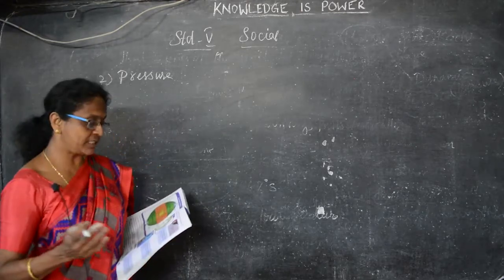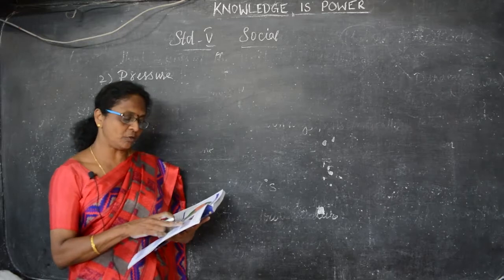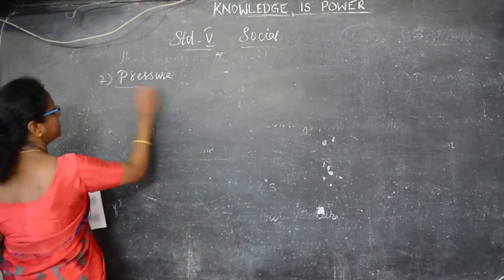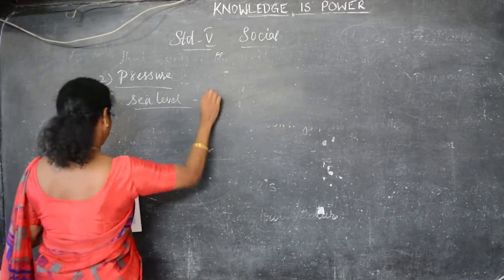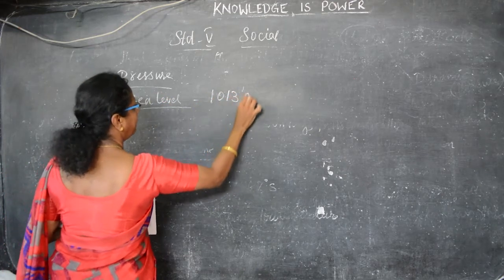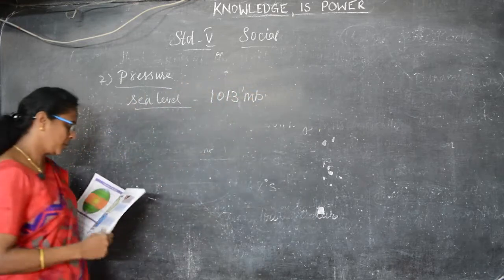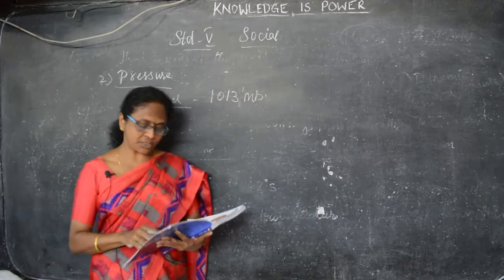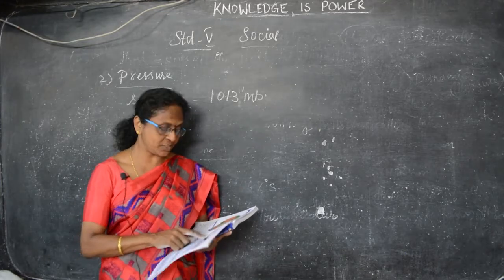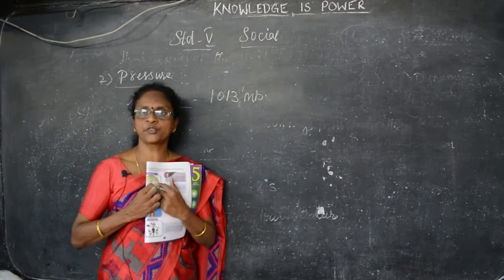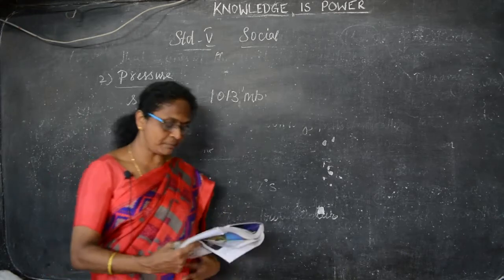So the average pressure of wind at sea level is 1013 millibar, MB. Okay, the instrument which is used to measure the pressure of the wind is called a barometer. Here you see this barometer, it is used to measure the pressure.